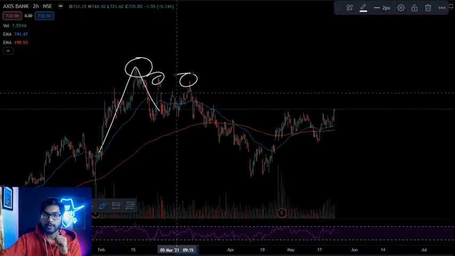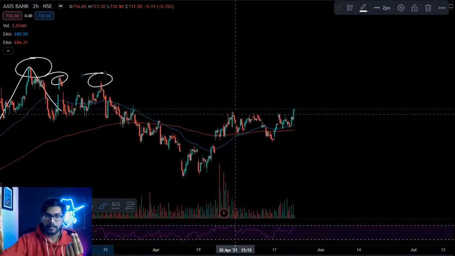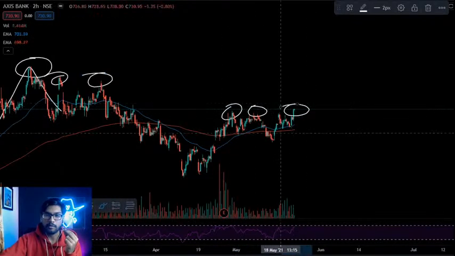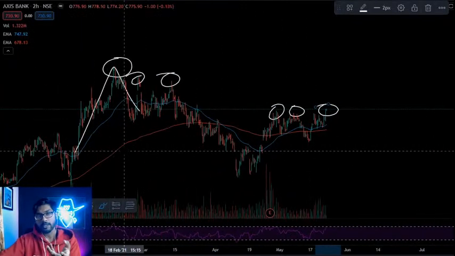Second swing high, third swing high. So whenever there is a top that is made, that becomes your swing high. Okay, one more here, one more here, one more here. Now swing low is also very similar.